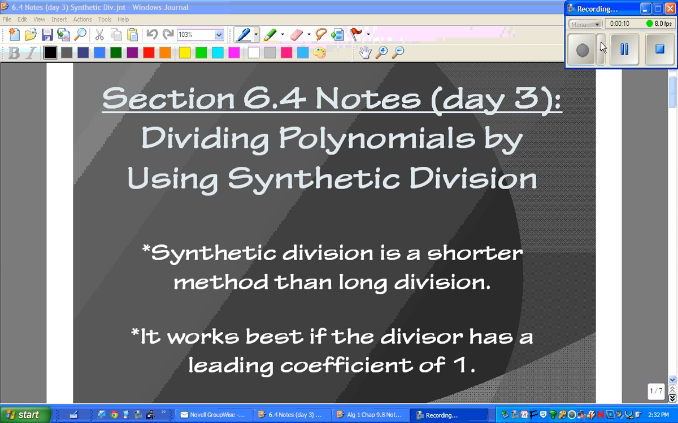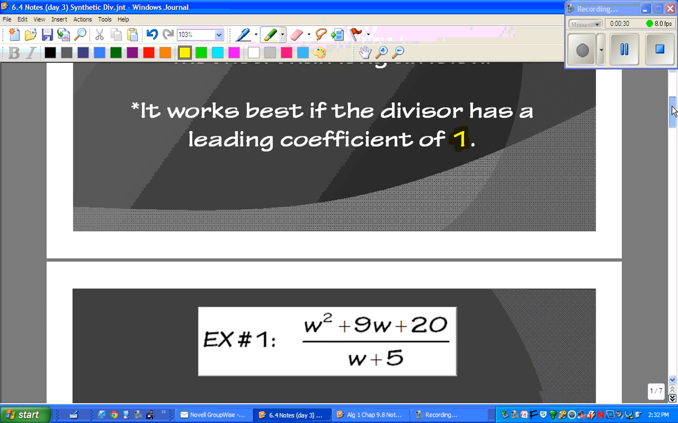Today we're talking about dividing polynomials by using synthetic division. Synthetic division is a shorter method than long division. However, this only works when your leading coefficient is 1. So you have to be very careful when you're using this. Let's go ahead and look at an example.